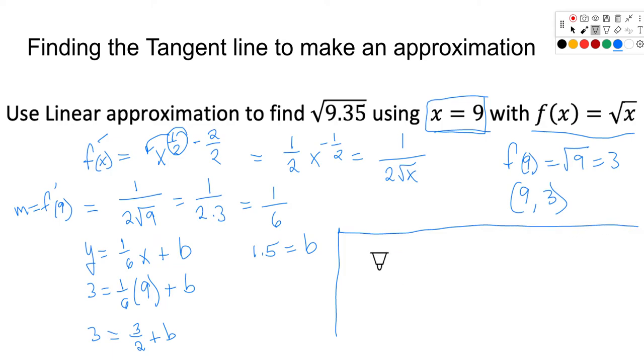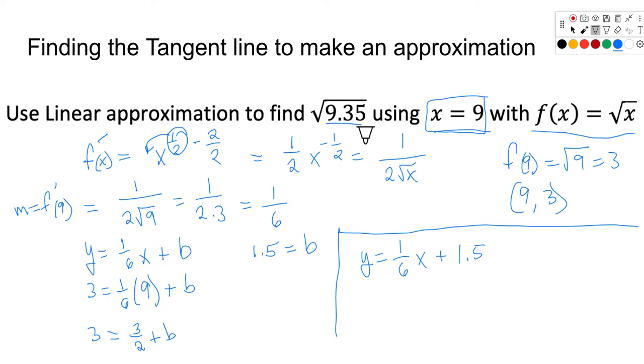And watch how we do this. So our tangent line is going to be y equals 1/6 x plus b, and b is 1.5. Okay, so now watch how this calculation, we're going to plug in what? 9.35. This is what we want to estimate, what is the y value.